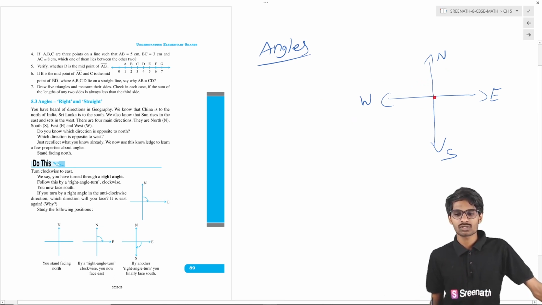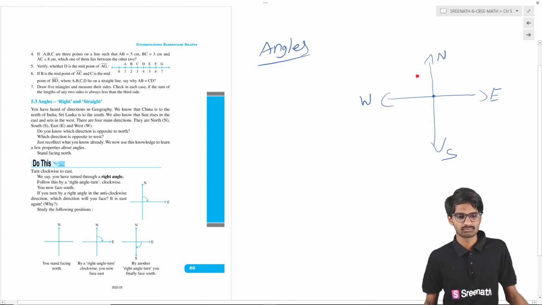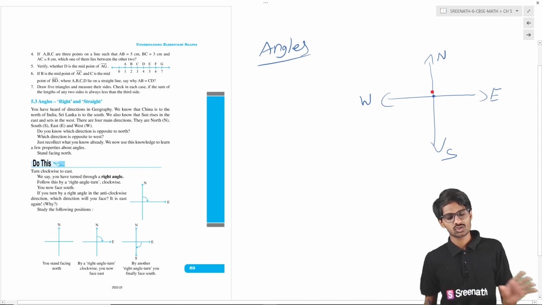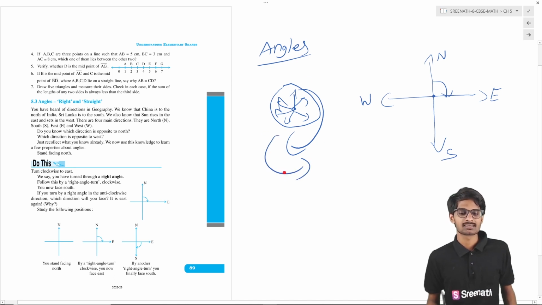Suppose you are standing at this point and you are facing towards north. Okay, students, and you are facing north. Now you turn towards the east direction, by a right-angled turn, in the clockwise direction. Clockwise direction means, this is a clock now, and these are the hands of the clock. How will they move? They will move in this direction, like this. They will not move like this.